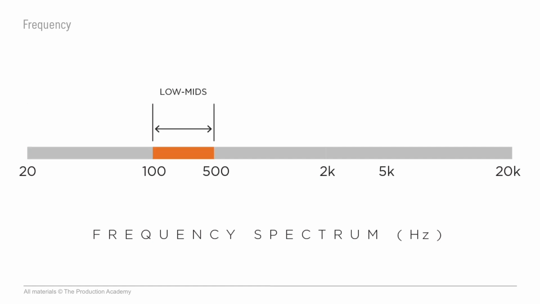Above the lows are the low-mid frequencies. They range from 100 to 500 hertz. These frequencies are described as sounding muddy or hollow.